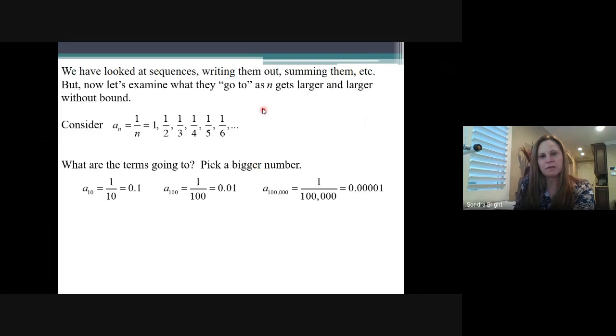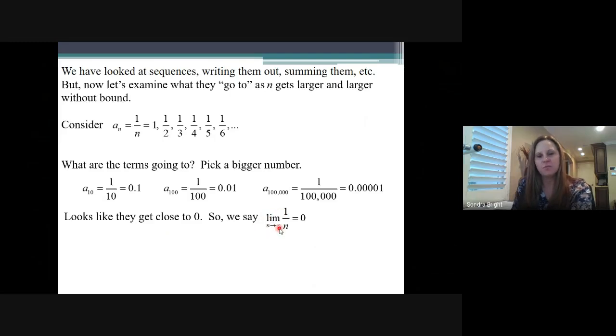Hopefully you see that as n is getting larger and larger, which is what we're talking about, as n gets really, really large, like when n is infinity, which is way larger than 100,000, then what's happening to each of these terms? They're definitely getting closer and closer to 0. And so what we say, this is limit notation. We are prepping you for calculus next year. The limit as n goes to infinity of 1 over n, we say that it's equal to 0, because as n gets super duper large, 1 divided by a very large number ends up being 0.